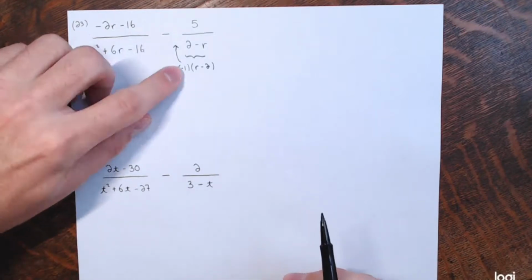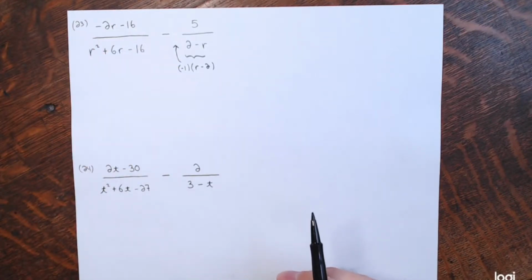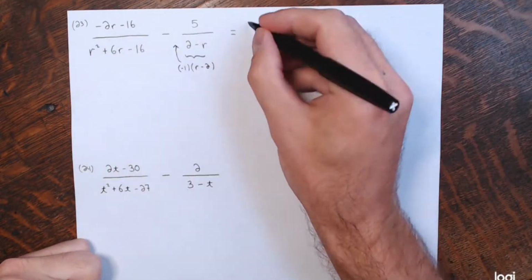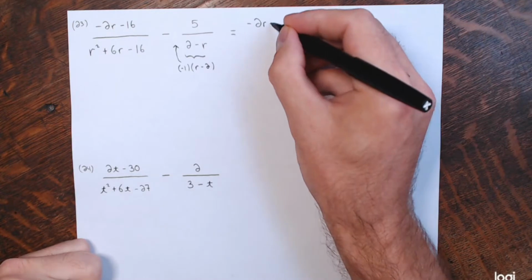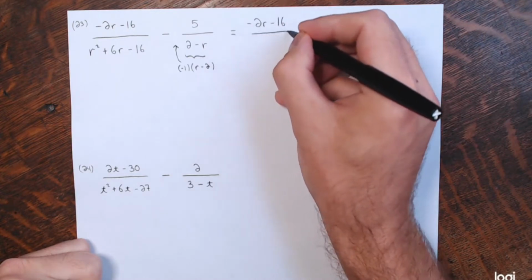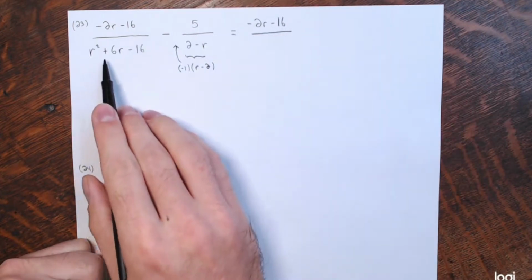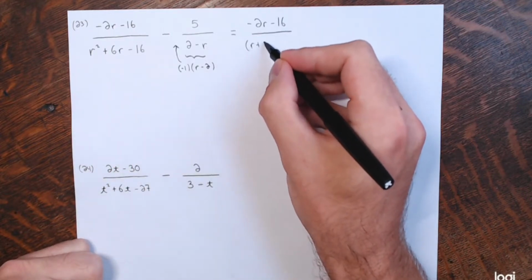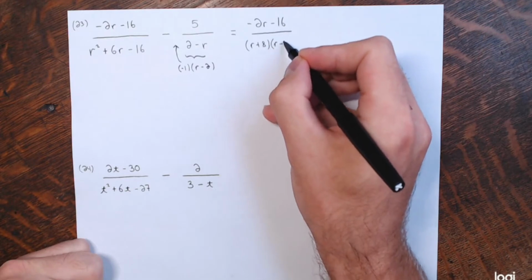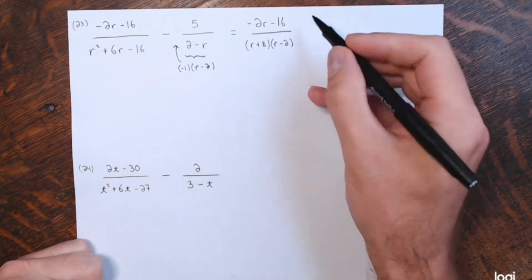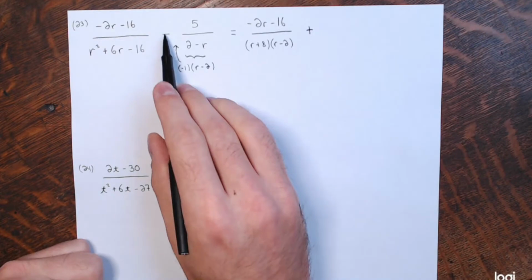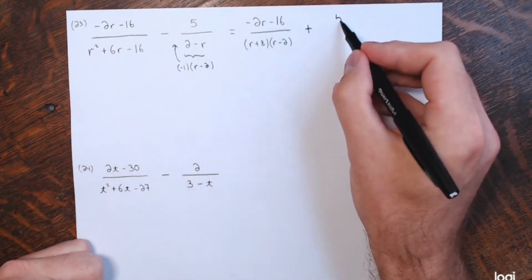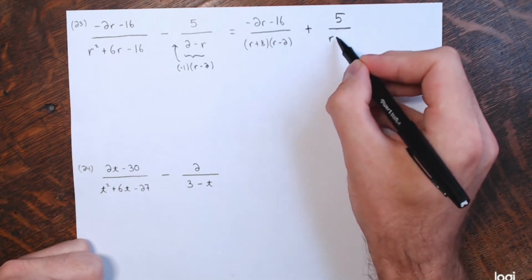Have minus negative 1 making that into a plus. Okay, so just as before, first fraction, you have negative 2r minus 16 over, I'm going to factor the denominator, this would factor to r plus 8 times r minus 2. And then again, it becomes a plus. I'm doing minus the negative 1. So now the negative 1's gone, and the second fraction is 5 over r minus 2. Right.